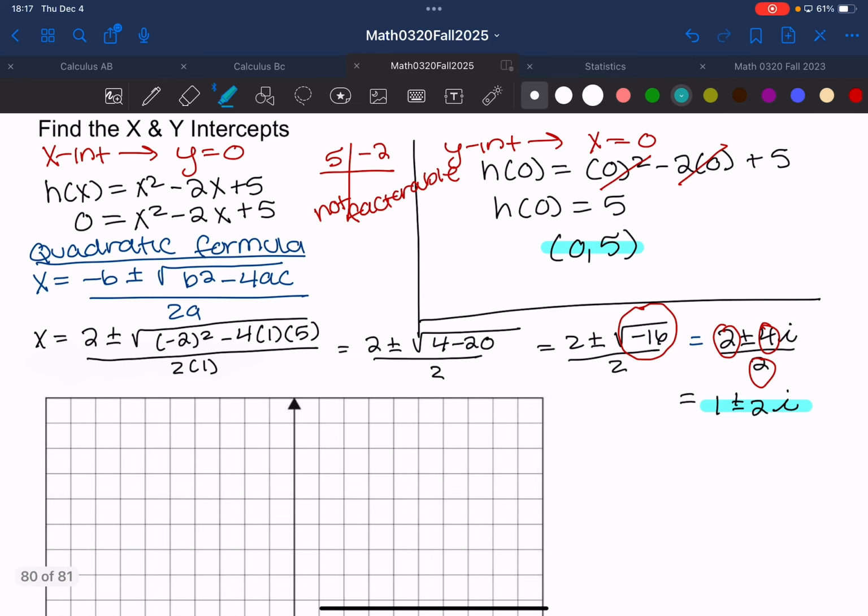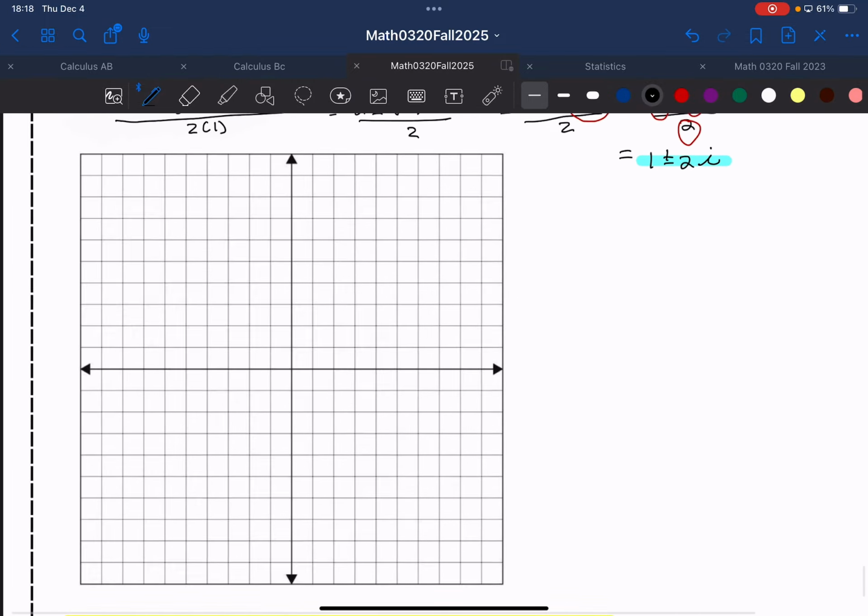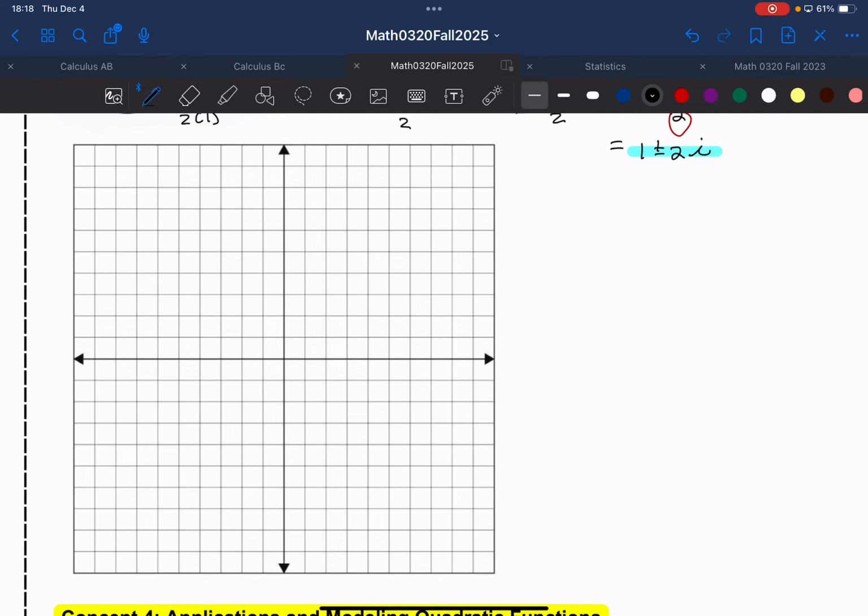So what are the things that we're always going to plot? What's the first one? The vertex. What's the next one? X and y-intercept. So in this case, we can't plot x-intercept, but we can plot y-intercept. And what's the last one? The AOS, axis of symmetry. So I'm going to start with the vertex. And remind me, what was the vertex? 1, comma 4. Okay, so I'm just going to go by ones this time. Okay, so 1, comma 4. 1, 2, 3, 4. That's the vertex.